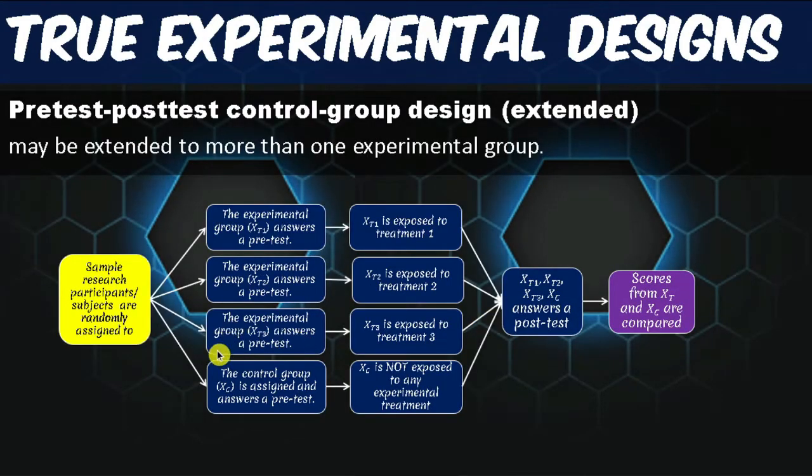As mentioned, this design can be extended to more than 2 comparison groups. For example, you could have 3 experimental groups because you have 3 treatments. And then, of course, most probably you will only have 1 control group.